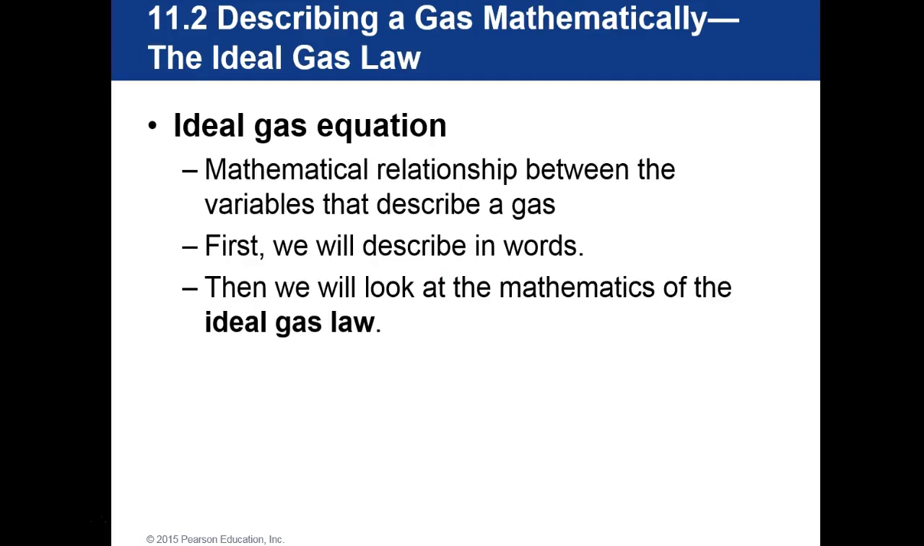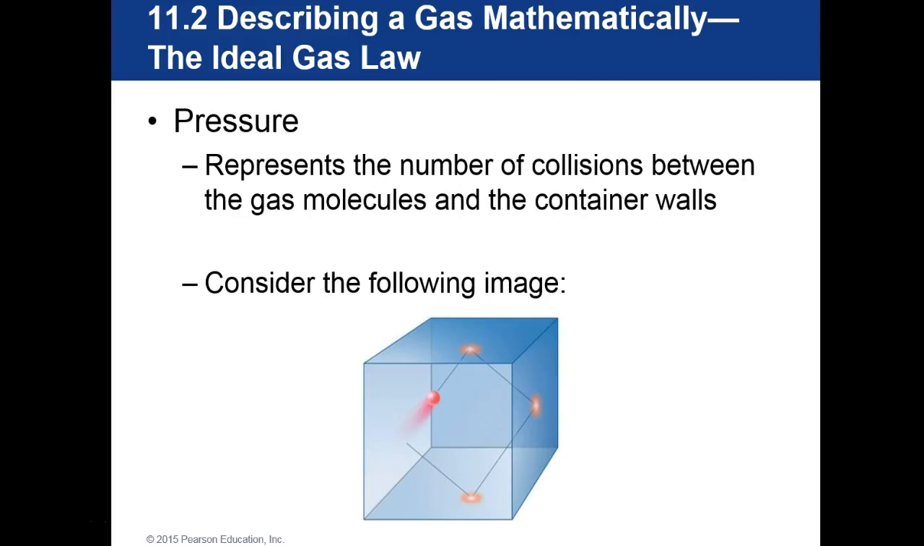So we're going to start working on the ideal gas equation. This is the mathematical relationship between the variables that describe a gas. First, we'll describe it in words, then we'll look at the math. Okay? First is pressure. That represents the number of collisions between the gas molecules and the container walls. You can see that happening with this molecule or atom inside this box.